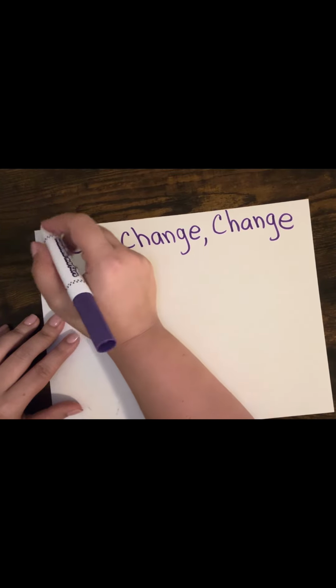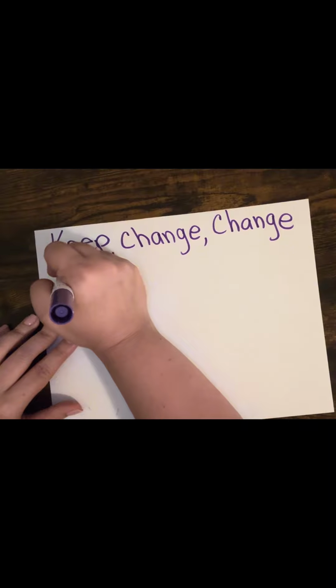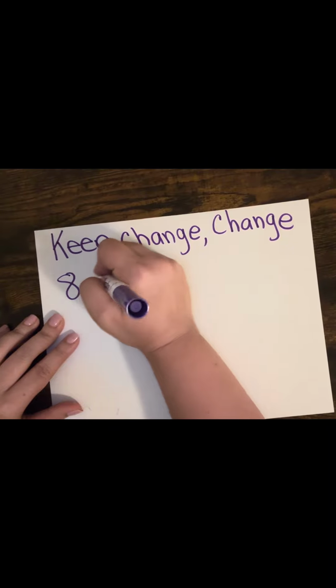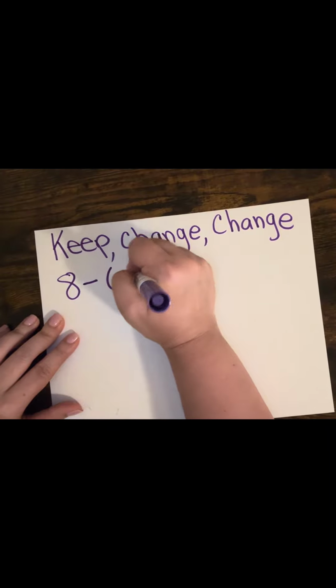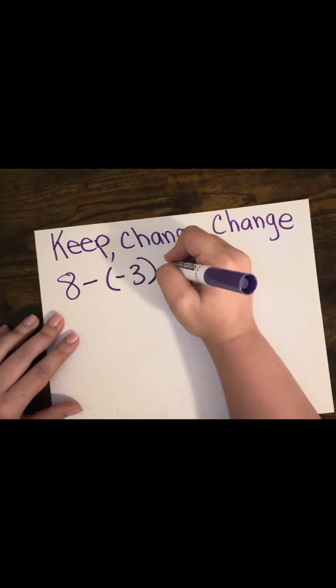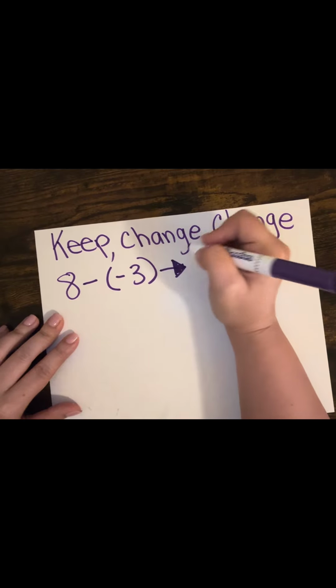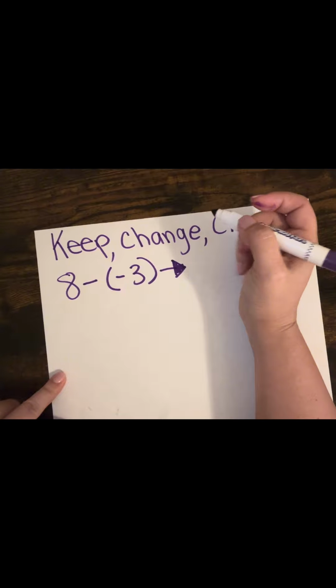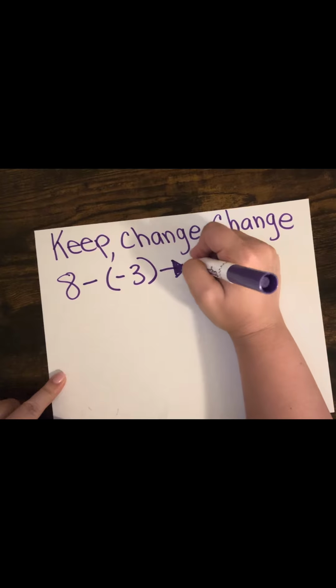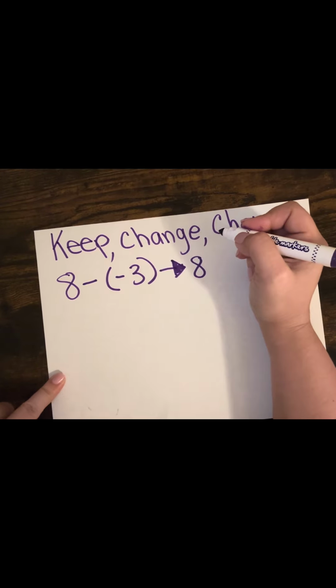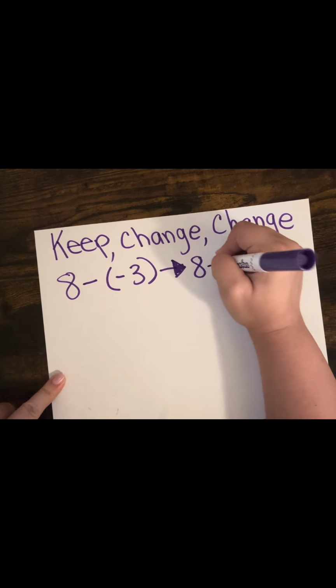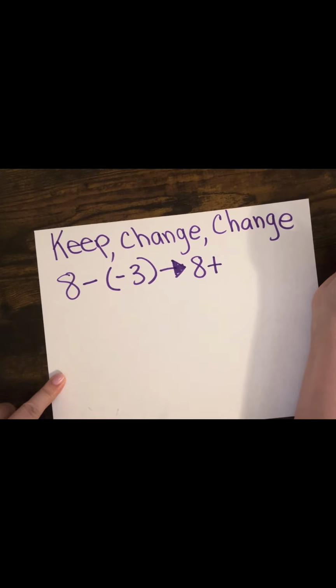If we have a problem that says 8 minus negative 3, let's rewrite this problem. What are we keeping? What are we changing? Let's look at the first number, 8. We're going to keep the number 8 exactly as it is. And then what are we changing? We're changing the sign. So instead of a subtraction problem, we are going to create an addition problem, okay?